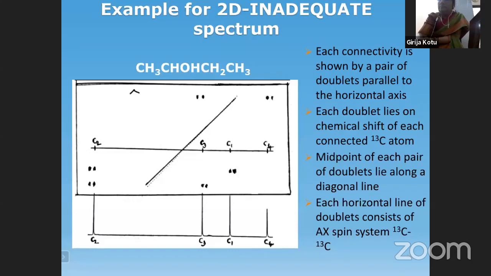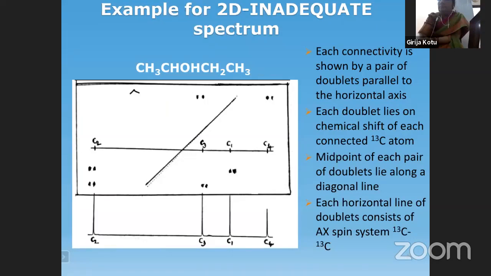So, for example, we are talking about the second carbon. How many connectivities should this particular carbon have? It should have two connectivities, isn't it? One connectivity to the first carbon, another connectivity to the third carbon. So if you just consider the second carbon, you are finding two doublets, isn't it? One doublet below and the other doublet above. Both are lying on the same vertical line because they should read the same chemical shift value on the x-axis.